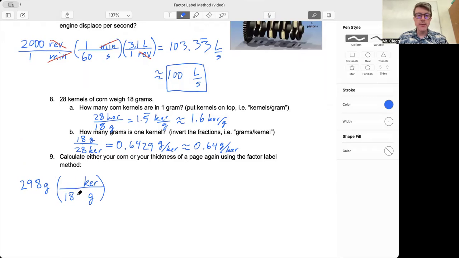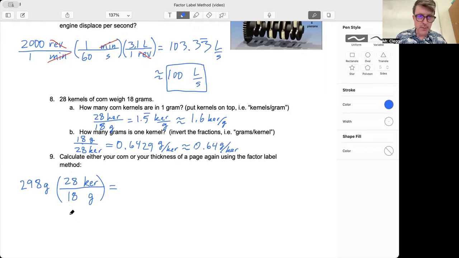Or you could put the unrounded one here. You could put the 0.6429 and 1. Or you could put 1.5 repeating over 1. You can do any of that. I think in this case, it's probably a little easier just to put my 18 grams and my 28 kernels up here. But either way, any of those would be fine as long as I don't round it before my final answer. I should be fine. So I could go 298.